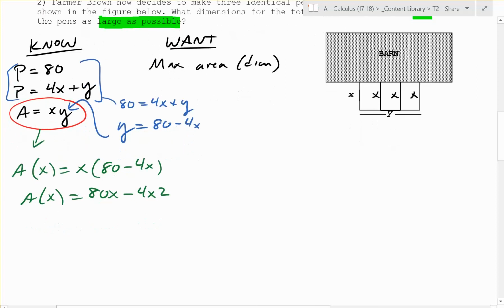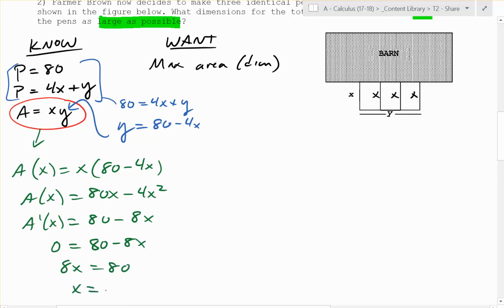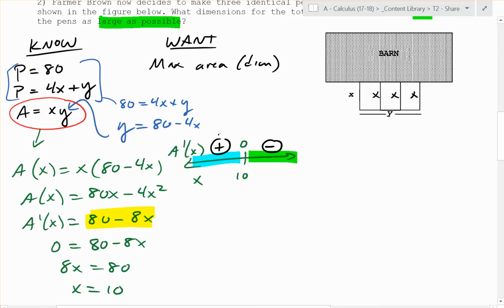We now have it in one variable, so that means we can take the derivative. A prime of x will be 80 minus 8x. We set it equal to 0 and we get 8x equals 80, so x is equal to 10. But again, we need a sign diagram, x and A prime of x. We know that that's 0. We have two sides here. Plug in 5 and you will get a positive number. Plug in 15 and you get a negative number. So it's rising and falling.